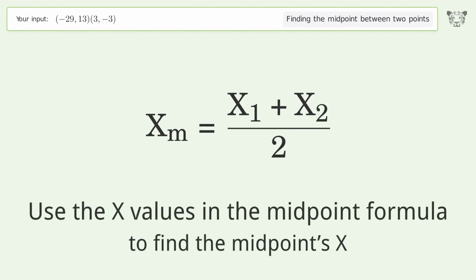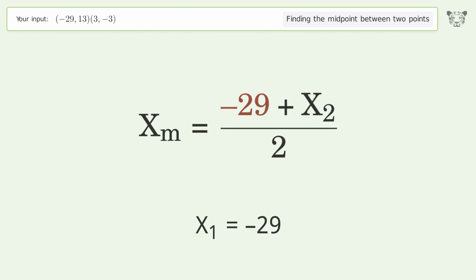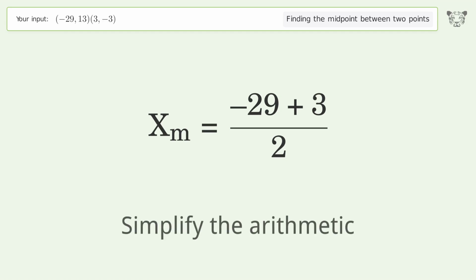Use the x values in the midpoint formula to find the midpoints x. x1 equals -29. x2 equals 3. Simplify the arithmetic.